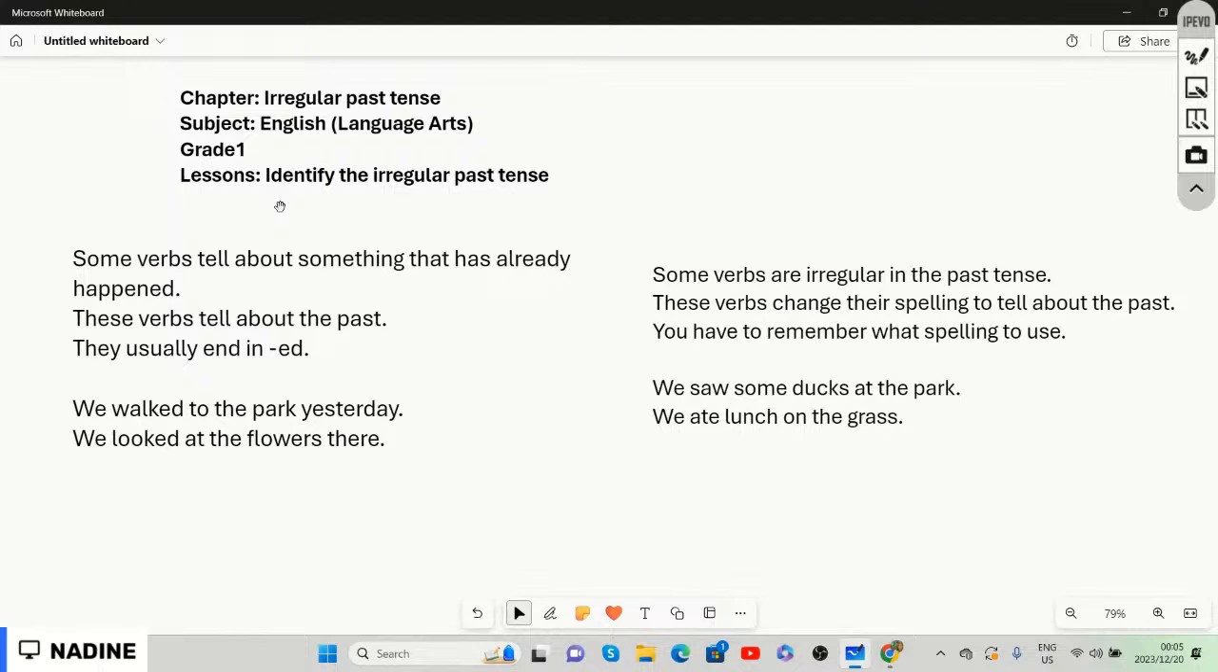So at the moment, we know that past tense means that it is something that had already happened. It happened in the past. It happened already. Right? So we're going to find out more about the irregular part, why we say irregular past tense.